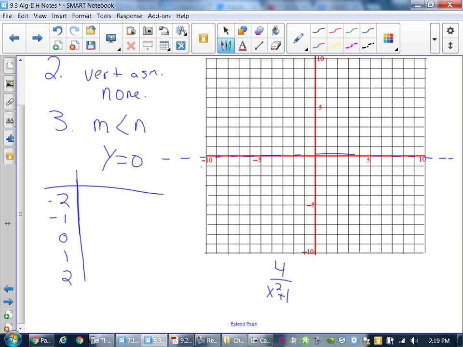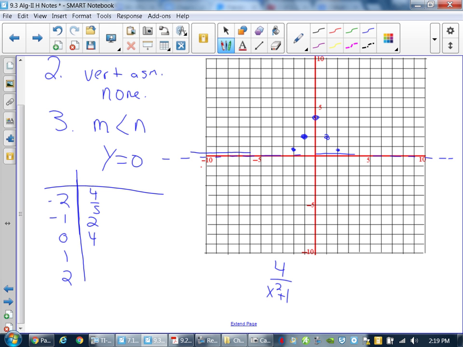What's -2 squared? What's 4 plus 1? So at -2, it's at 4/5. What's -1 squared? What's 1 plus 1? What's 4 divided by 2? What's 0 squared? What's 0 plus 1? What's 4 divided by 1? And gee, what happens going back down the other side? It comes right back down.